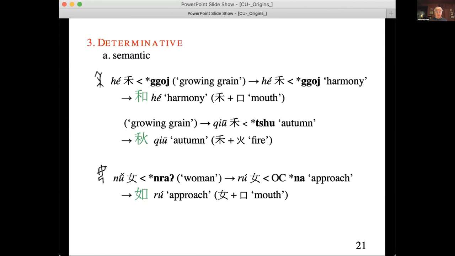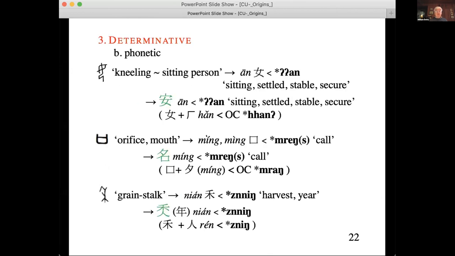So in all of these cases, those secondary graphs are determinatives, and in all of the cases, the intended function is to specify meaning. They have nothing to do with the pronunciation of the secondary graphs. Different story. Phonetic determinatives do exactly the counterpart or comparable thing. They specify pronunciation. So now the kneeling woman character is specified as being intended to write the word an by adding a secondary component. Modern Chinese, it looks like this.